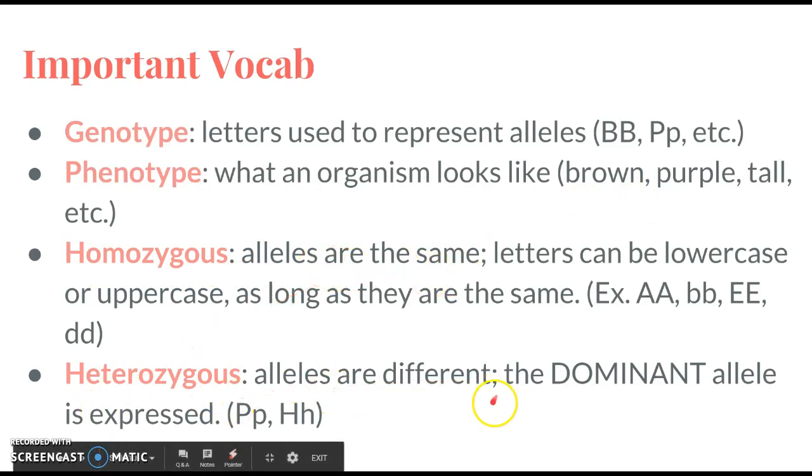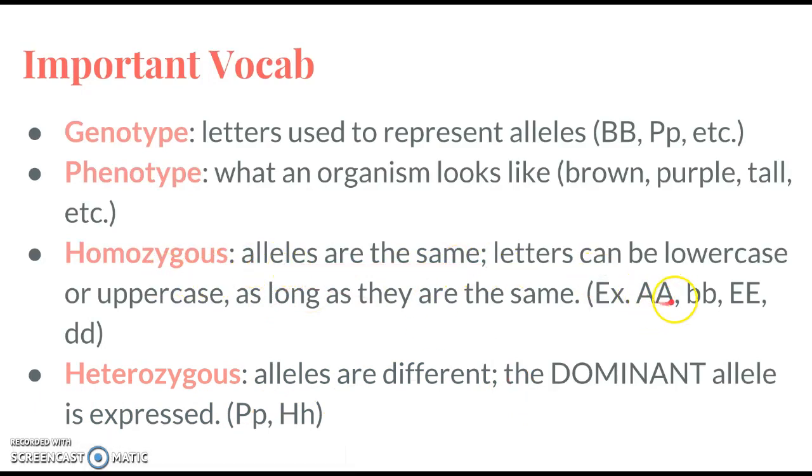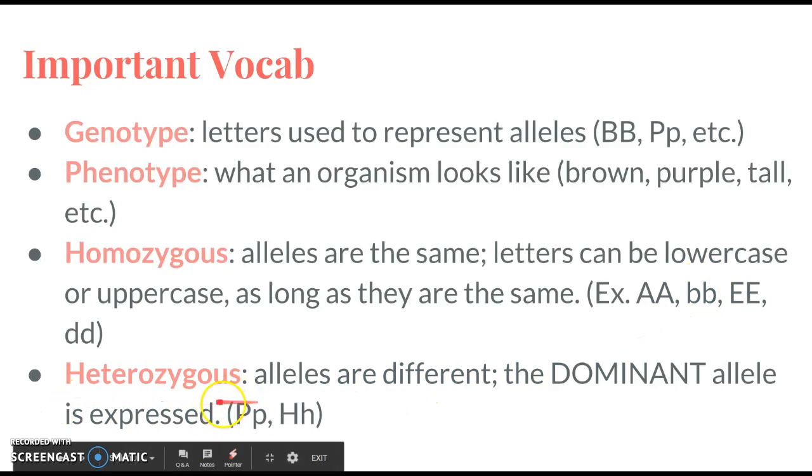Okay, homozygous is the alleles are the same. Heterozygous, the alleles are different. In homozygous, you can have homozygous dominant, so you can have capital A, capital A, or you can have homozygous recessive, which is capital or lowercase b, lowercase b. The heterozygous will always have two different, so you'll have one capital and one lowercase.